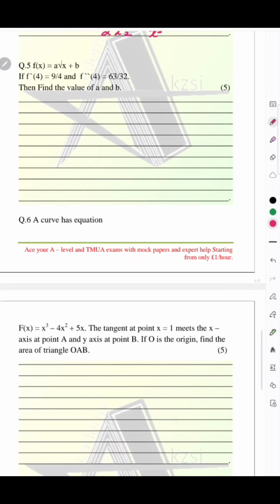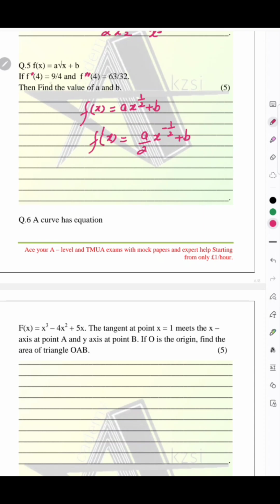Question number 5. F of x equals a root x plus b, and this is f dash x, and this is f double dash x. So f dash x, that means dy over dx. We are differentiating our function one time. And f double dash x, that means we are differentiating our function two times. So our f of x is a x to the power of half plus b. Let me differentiate it one time. It will give me a over 2 x to the power of negative half plus b.